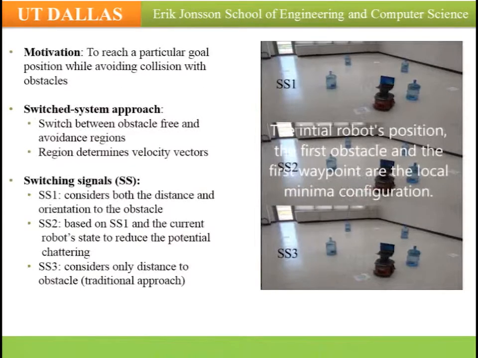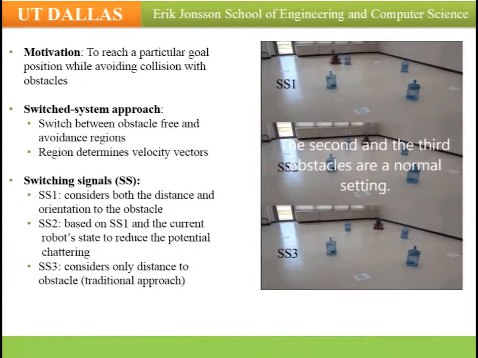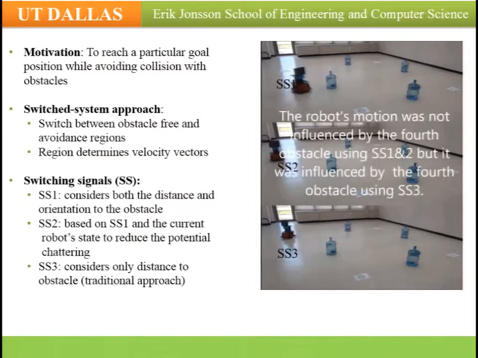The motivation of this work is to reach a particular goal position while avoiding obstacles on the way to the goal position. We propose a novel switched system approach to achieve the goal. We switch between an obstacle-free and an obstacle avoidance region. In each region, we derive repulsive and attractive vectors. Then the regions determine the velocity vectors. We use the velocity vectors to design the control law and guide the robot moving toward the goal.